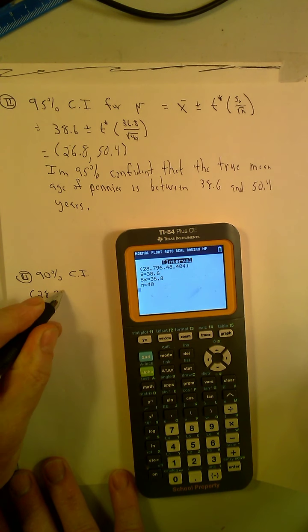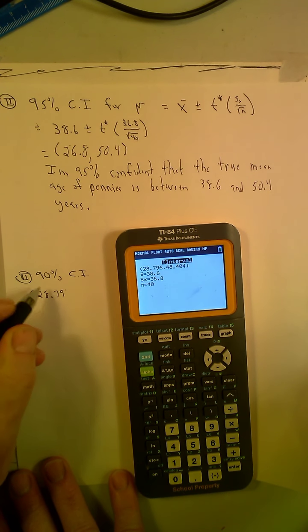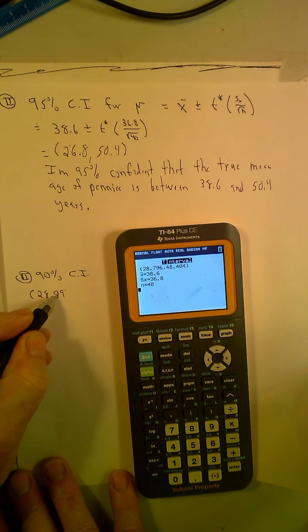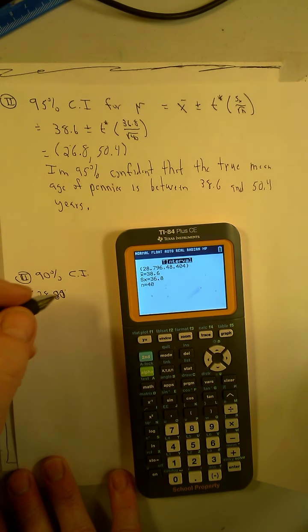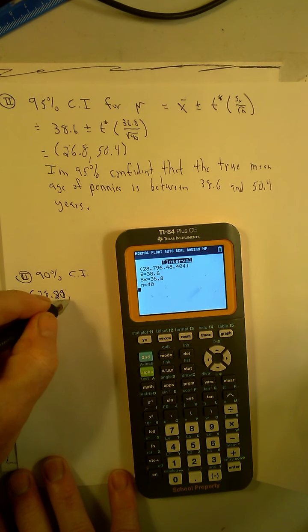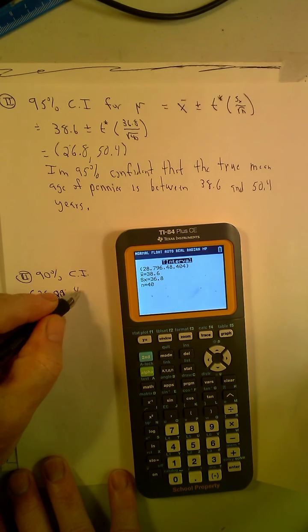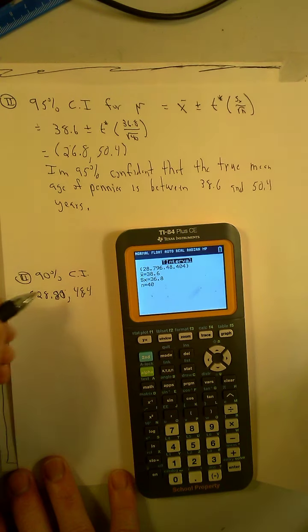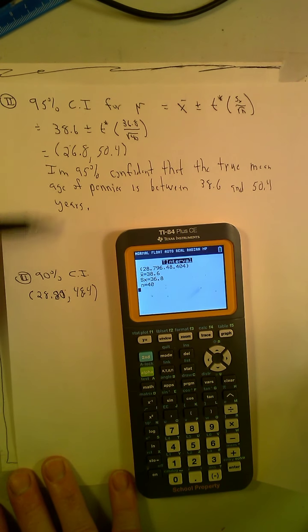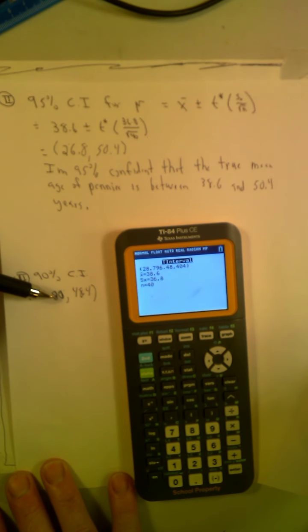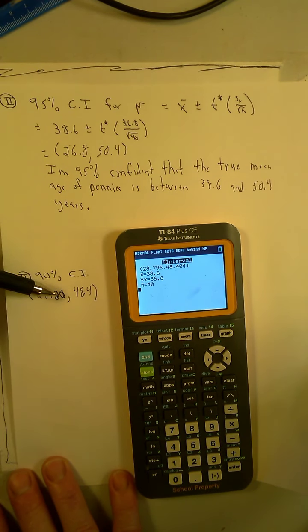Okay. 28.8 and 48.4. So 28.8 to 48.4. Okay. Narrower. Instead of 26 to 50, it's 28 to 48. But I'm less confident that I captured the true mean age of pennies.